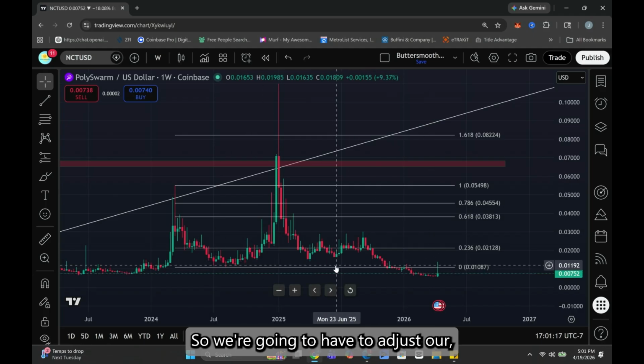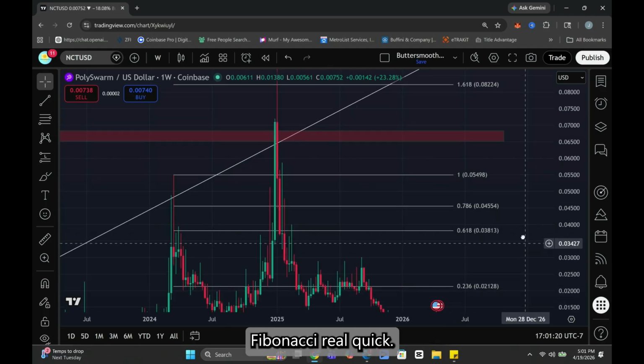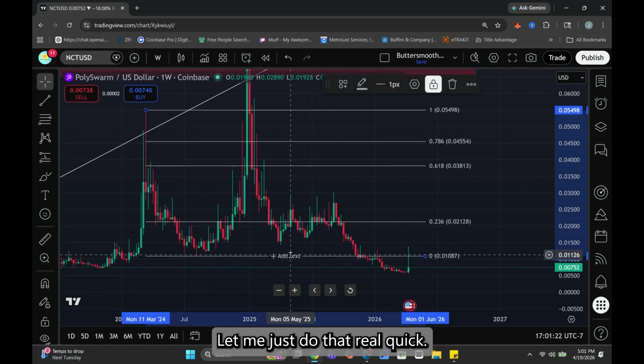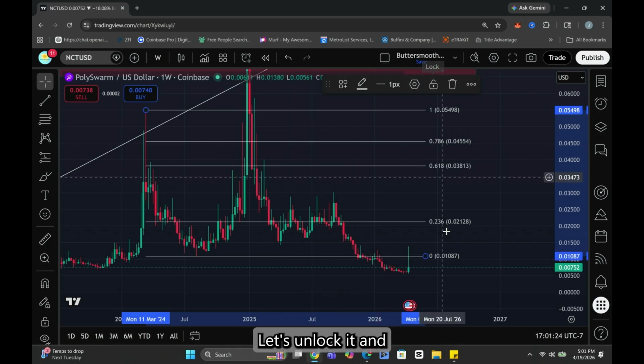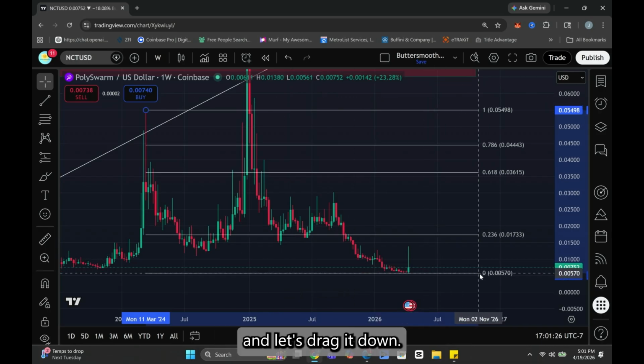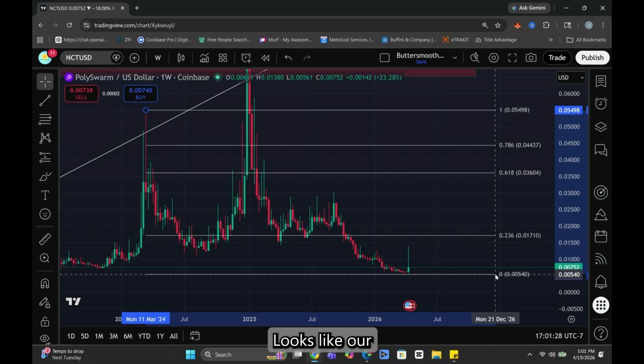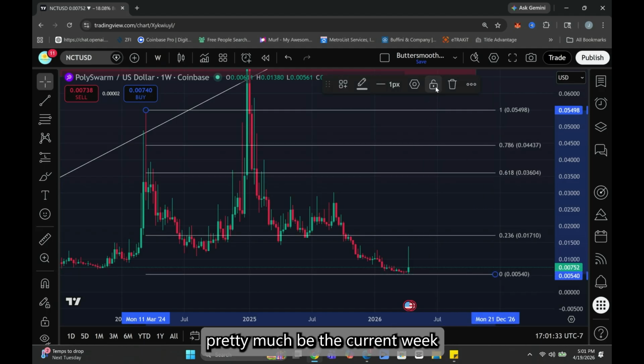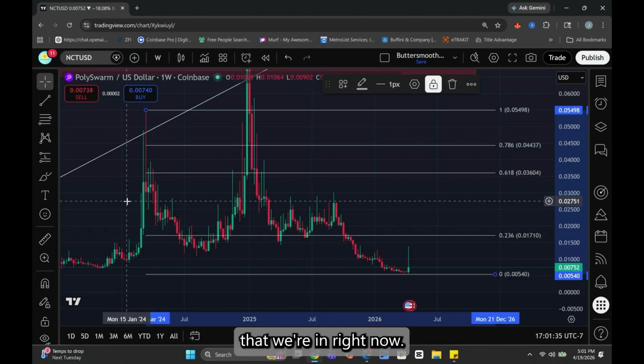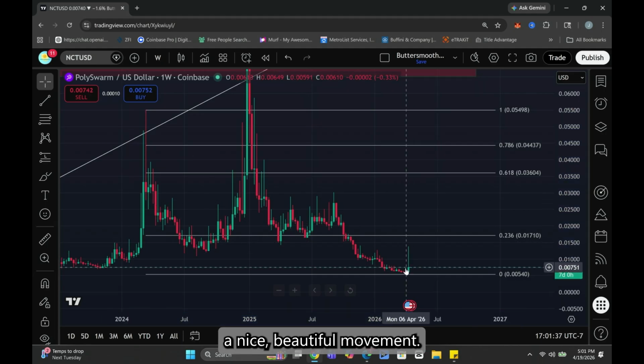So we're going to have to adjust our Fibonacci real quick. Let me just do that real quick. Let's unlock it and let's drag it down. All right, looks like our swing low for the Fibonacci is going to pretty much be the current week that we're in right now. But we did just have a beautiful movement.